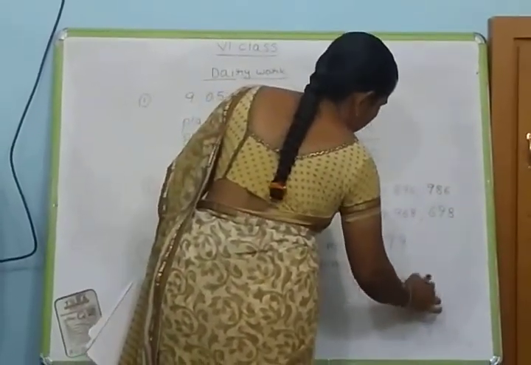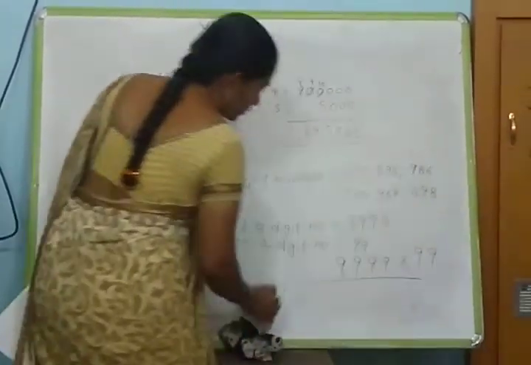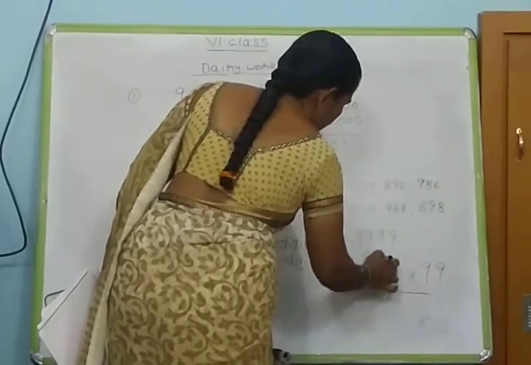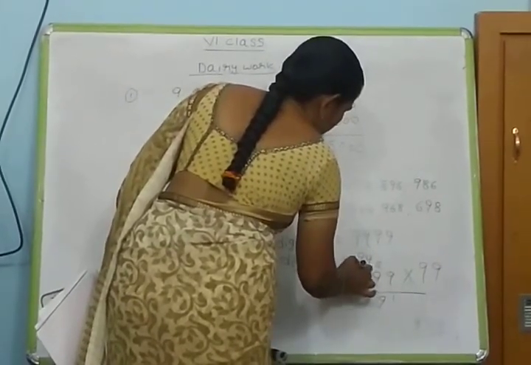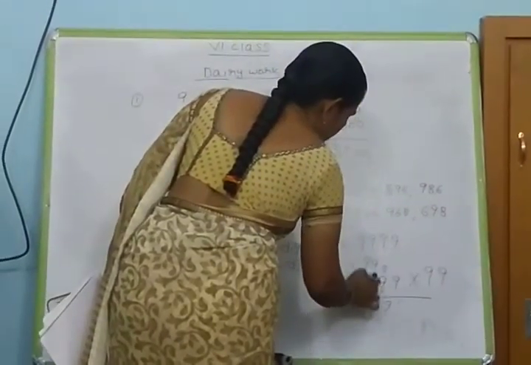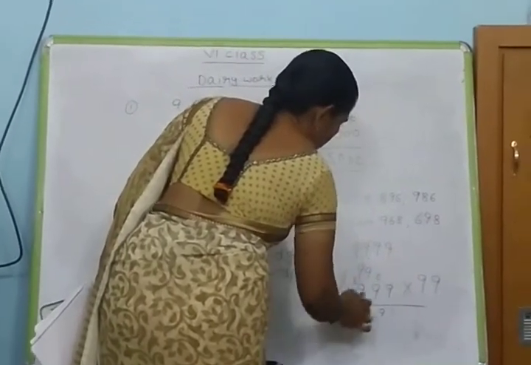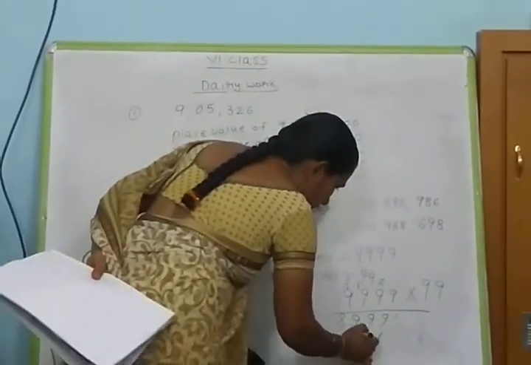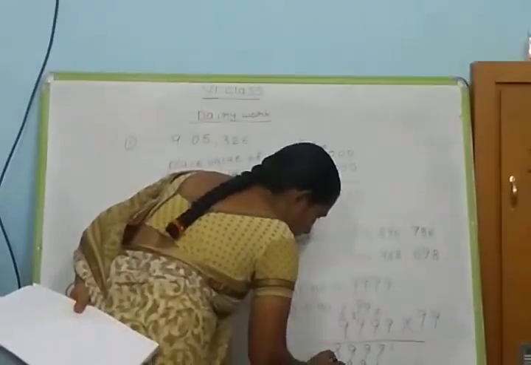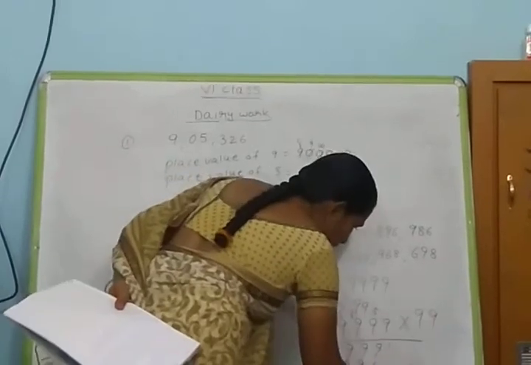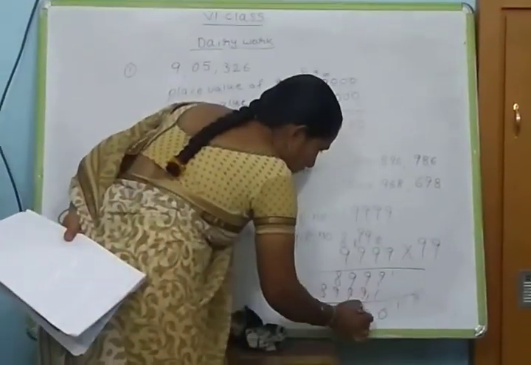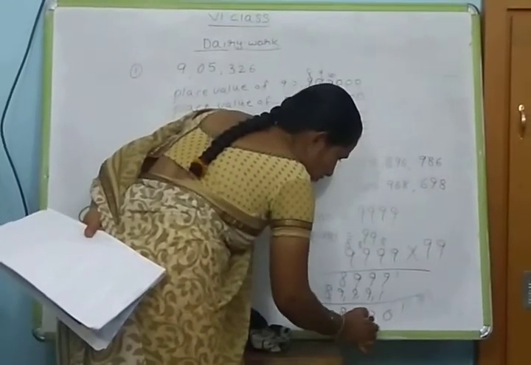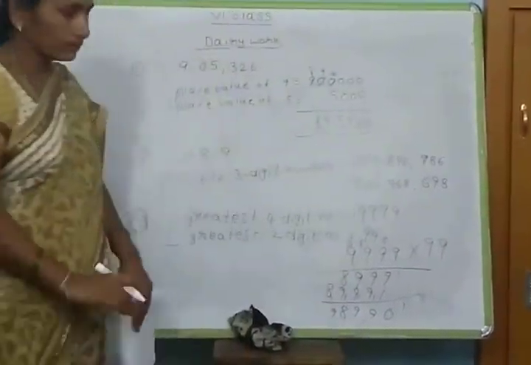Product means what we have to do? Multiplication. 9 9s are 81. 9 9s are 81 plus 8, 89. Again 9 9s are 81, 89. 9 9s are 81 plus 8, 89. Same, you will get 1, 9, 9, 9, 8, 9 9. So like this you will get the answer.